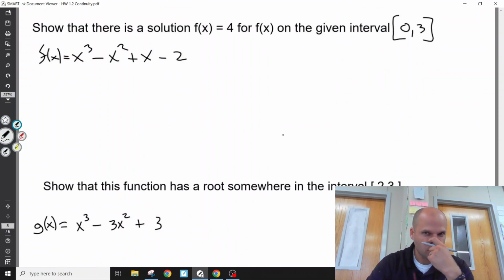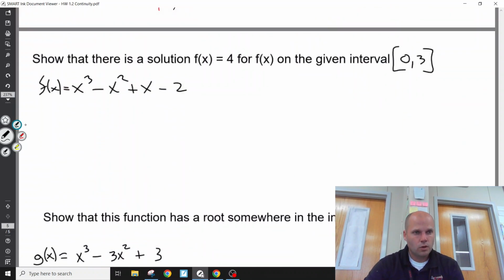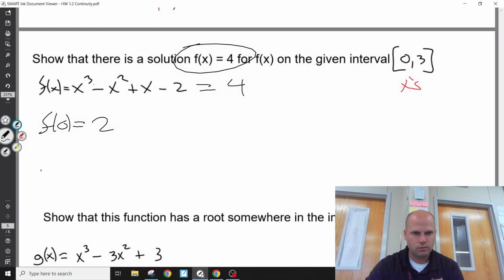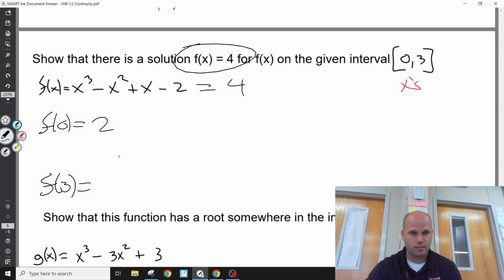Okay? So, you want to show that this function equals 4 for some x between 0 and 3. Now, this is important. These are x's. All you need to do is find the 2 points. Plug in 0, I get 2. Plug in 3. 27 minus 9 is 18, plus 3 is 21, minus 2 is 19. Yep. There is an x between 0 and 3 where, plugging that x into the function, I'll get 4.